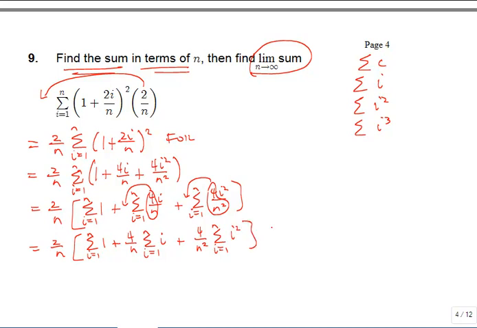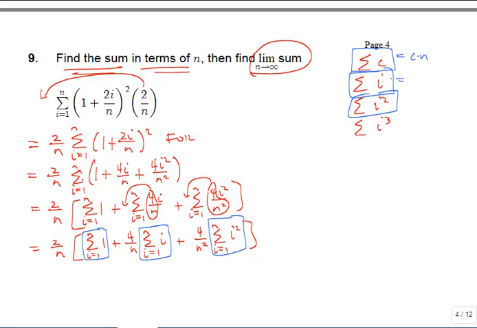Now see what I've done? What I've done is I've created here the sum of 1, which is like the sum of a constant. And I've created the sum of i, which we have a formula for, and the sum of i squared, which we have a formula for. So let's write down what those formulas are. The sum of a constant is just a constant times n. So this one's going to be c times n.